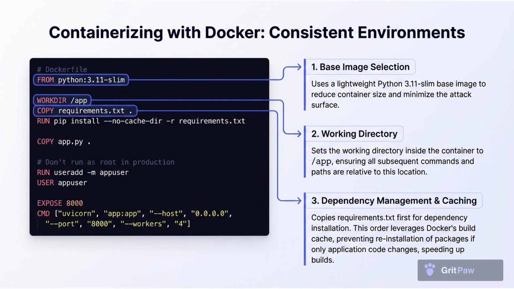Line 3 sets our working directory inside the container to /app. This is where all our application code will reside, providing a clean and predictable structure. Line 4 then copies our requirements.txt file into this /app directory. This file lists all our backend dependencies for our FastAPI application, such as FastAPI, Uvicorn, OpenAI, and Pydantic.